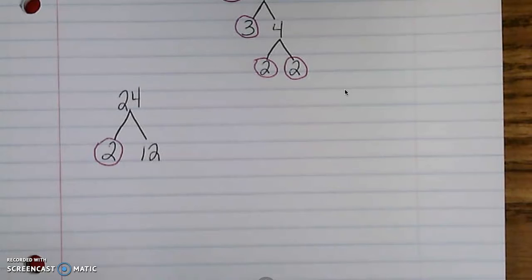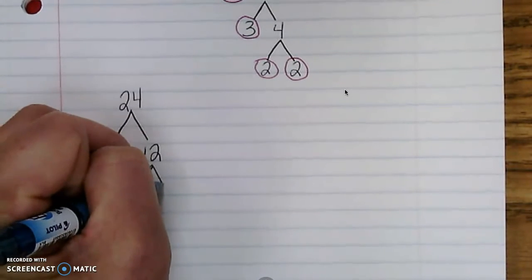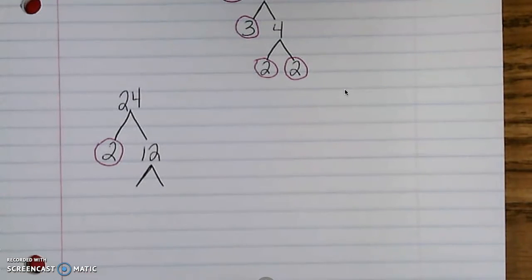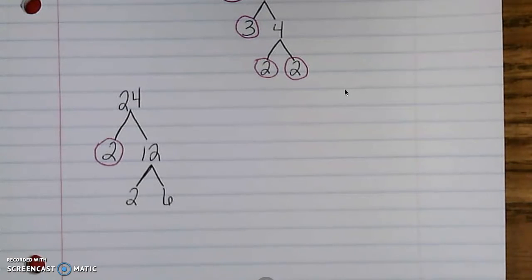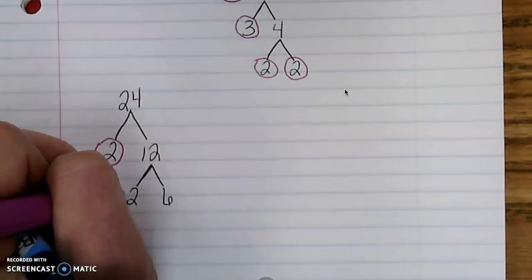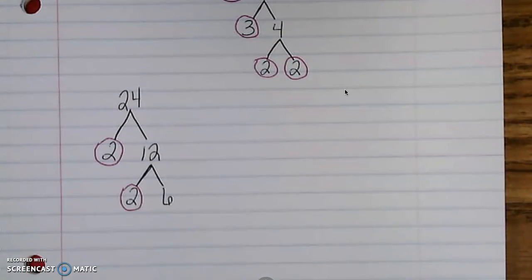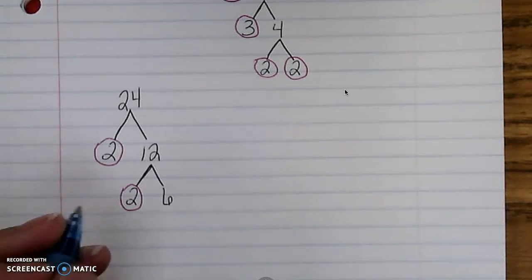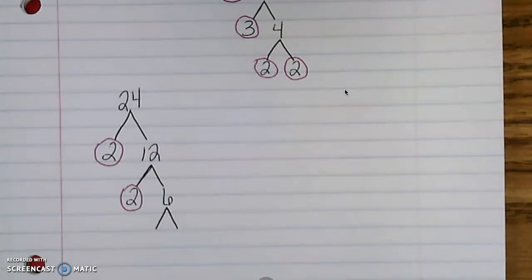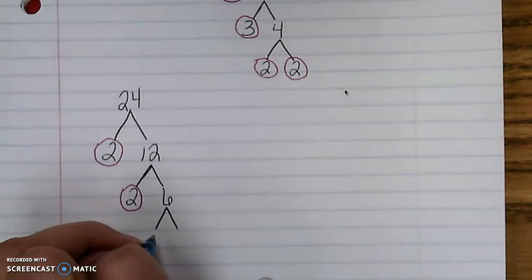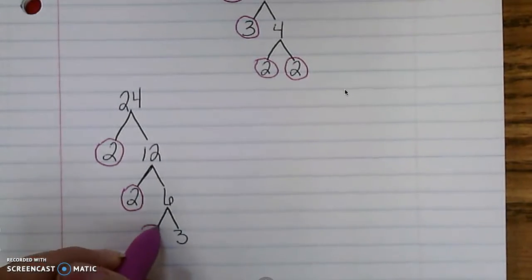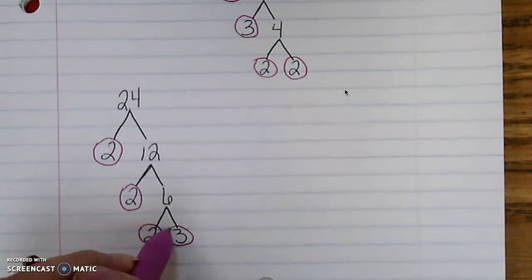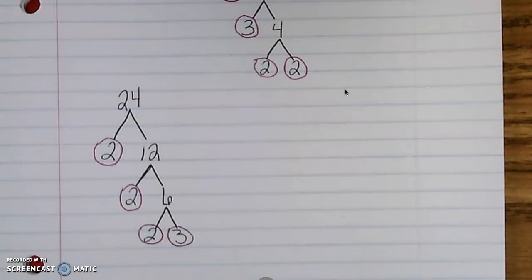If it's possible to have a factor pair that starts with a prime, I like to do that. 12 is composite, so I'm going to break it down, give it some branches here. A factor pair of 12 would be 2 times 6. I could also put 3 times 4. It'll come out the same at the end. So 2 times 6. 2 is prime, I'm going to circle it. 6 is composite, I'm going to put some branches on there. A factor pair of 6 is 2 times 3. 2 is a prime number, and 3 is a prime number. So now all of my branches end in prime numbers. I can write out my prime factorization.